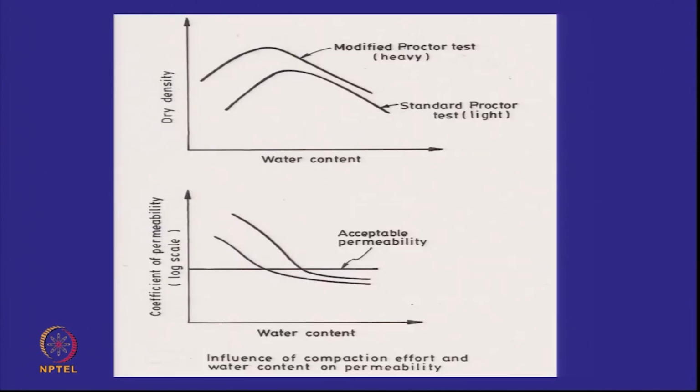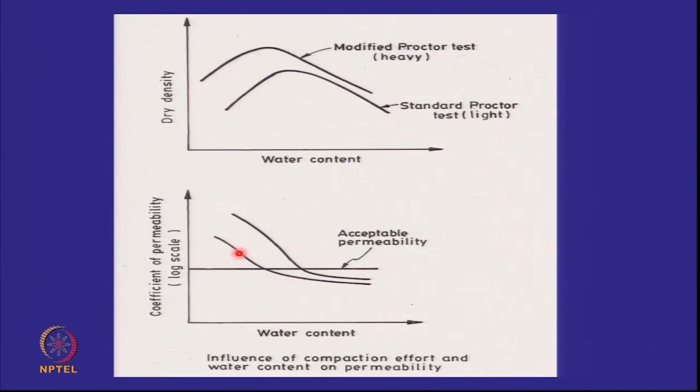So once you have done this, what do we see? I will have to do these permeability tests at different points along the Proctor curve to see how the permeability varies with the water content. So this is the standard Proctor test, this is the modified Proctor test. So I may take 5 samples, 1, 2, 3, 4, 5. And when I have these 5 samples, then I can get the permeability values, and this will show you that the permeability will decrease with water content.